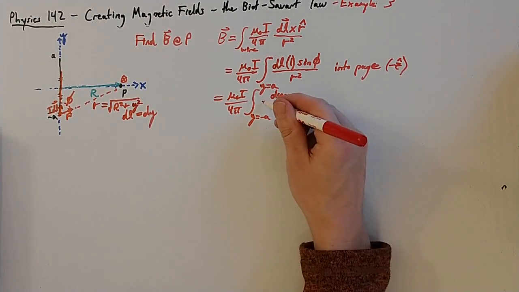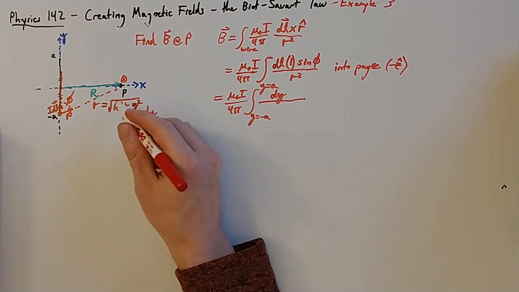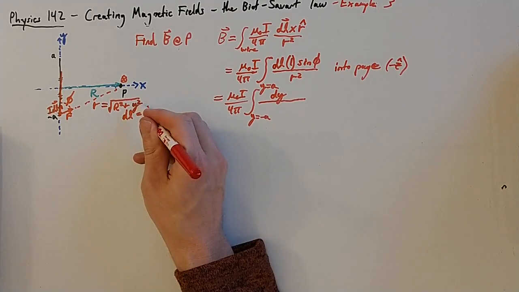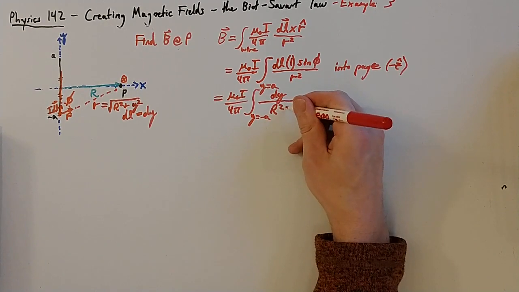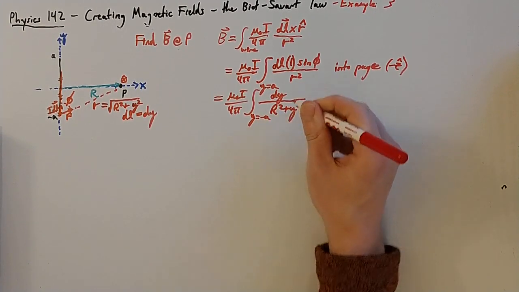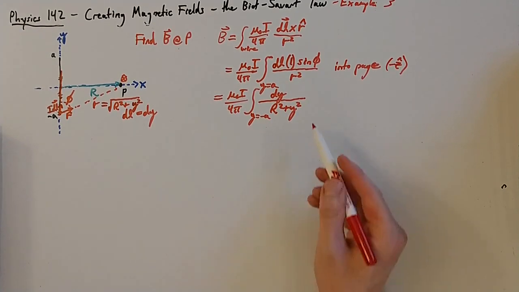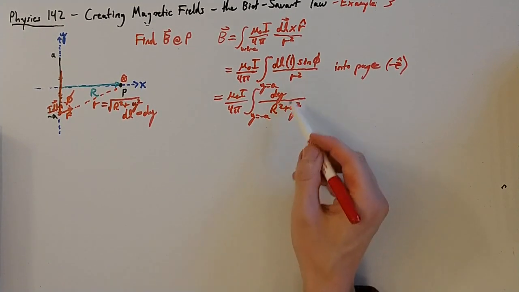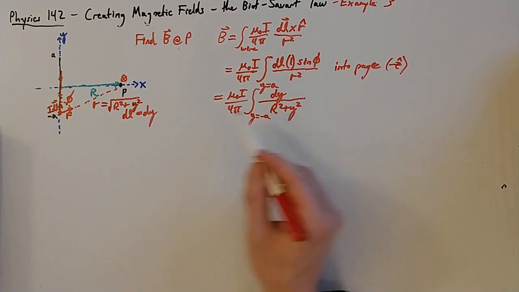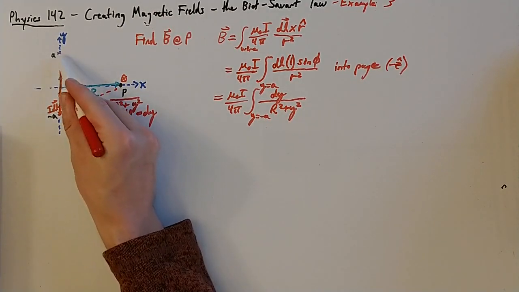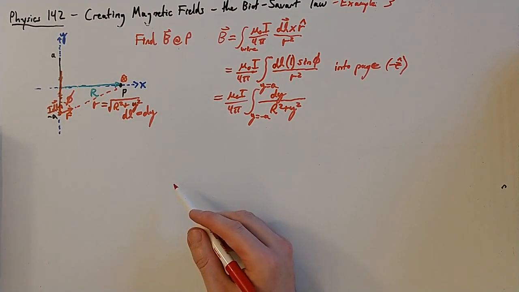So now I can go over here and write for r squared. Well, r is the square root of R squared plus y squared, and I'm going to have that squared. So I just have R squared plus y squared here is what I'm putting in for little r squared. We've replaced little r squared with big R squared plus y squared, because this is the distance away as a function of y, the distance away for our little piece as a function of y.